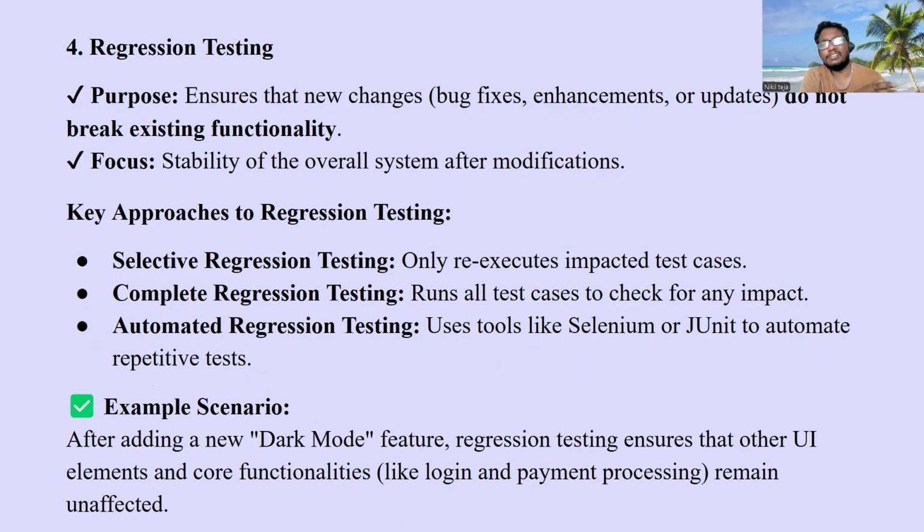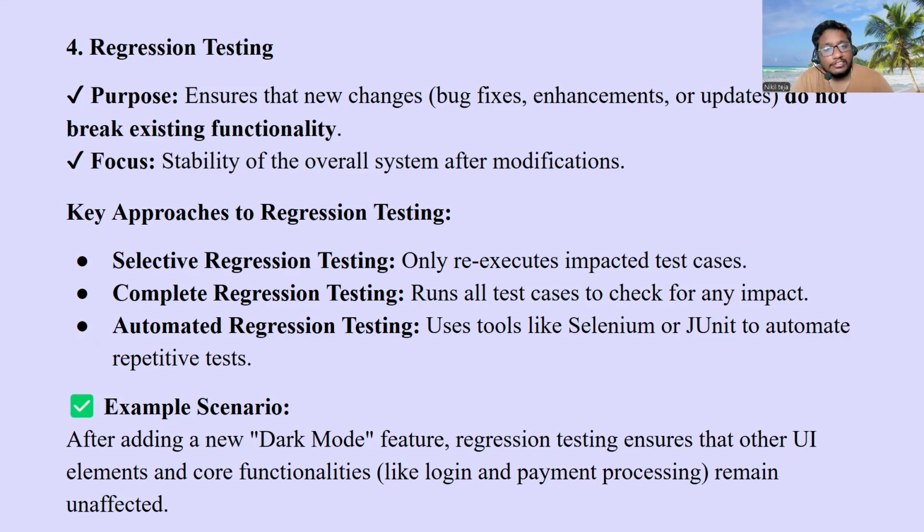Now, maintenance as well as regression will be somewhat similar, but there will be minor differences. So, key approaches to regression testing: selective regression testing only re-executes impacted test cases. Complete regression testing, you will be running test cases on all the components or all the units, that is nothing but the entire software. Then there is automated regression testing. Use tools like Selenium or JUnit. Selenium is a very popular tool for testing. The people who are working in the testing industry can understand this.